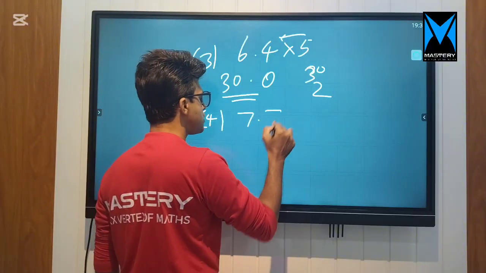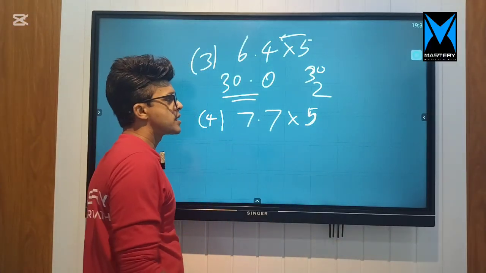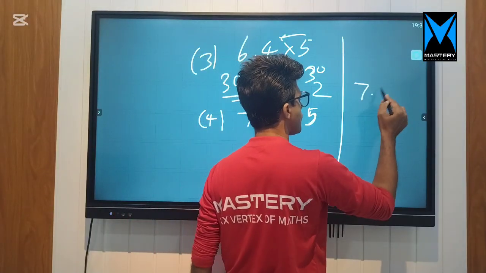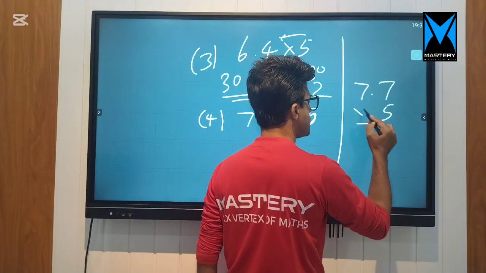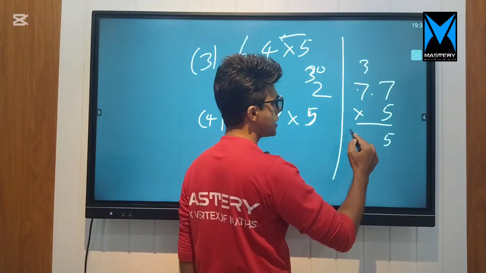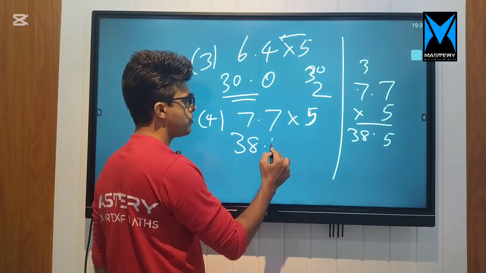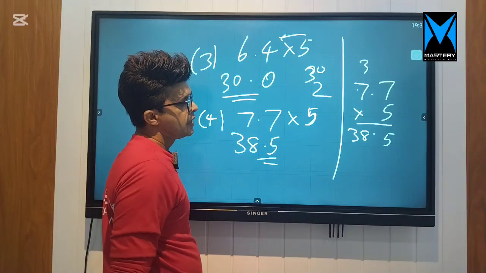So 7.7 into 5. How do you do this? 5 times 7, 35, remainder is 3. 5 times 7, 35 plus 3, 38. The answer is 38.5. Okay.